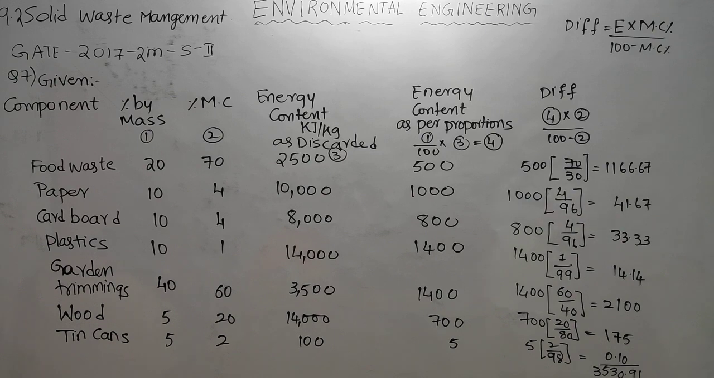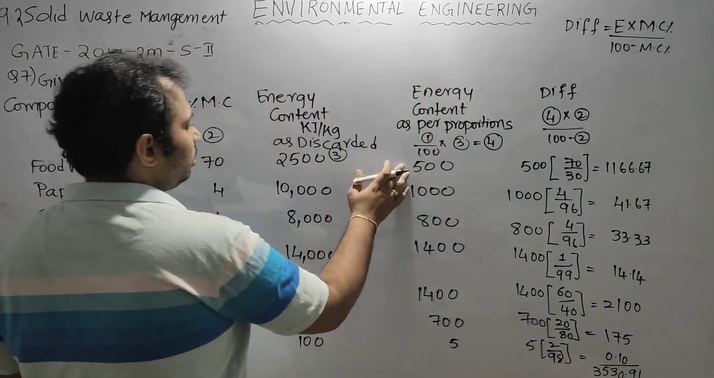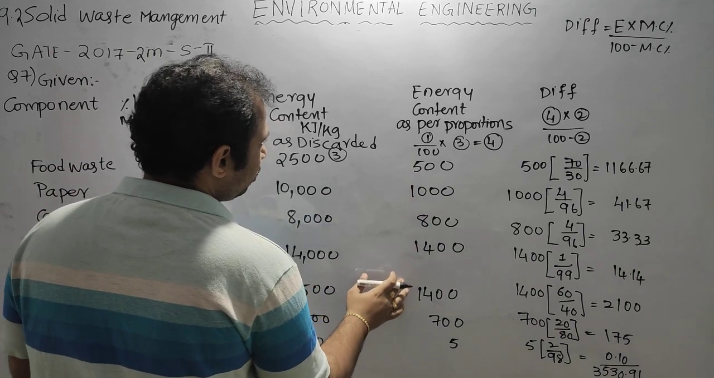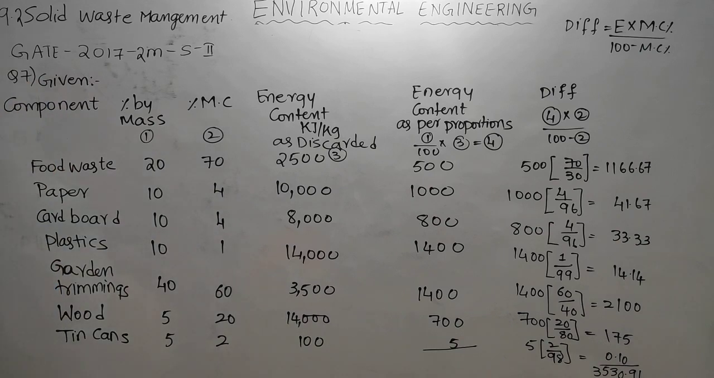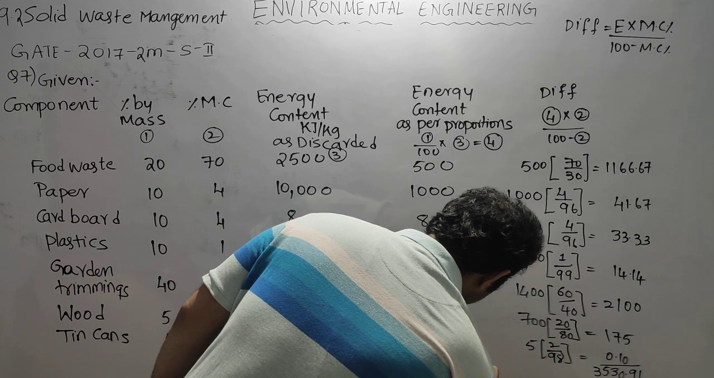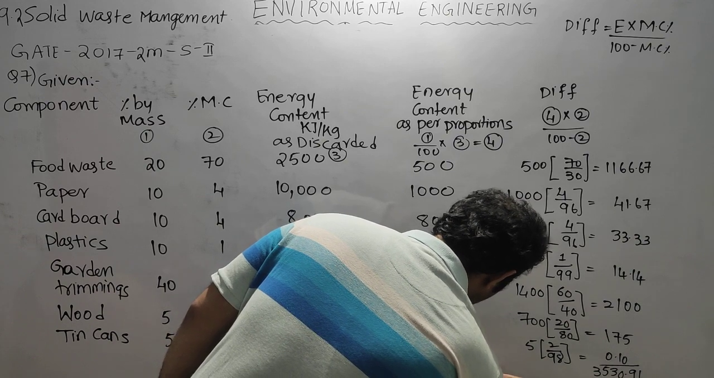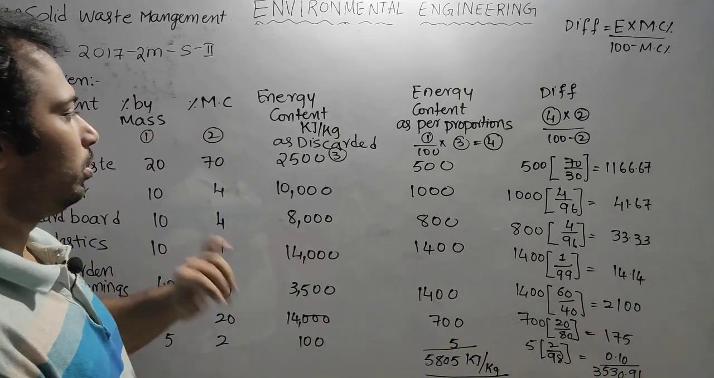There is another method, that is the approximate method in this. So that approximate method is like this. See, here add this completely. So this is energy content as per discarded. If you add this, you will get the value as 5805 kilojoule per kg. So this is the energy as discarded as per the proportions.